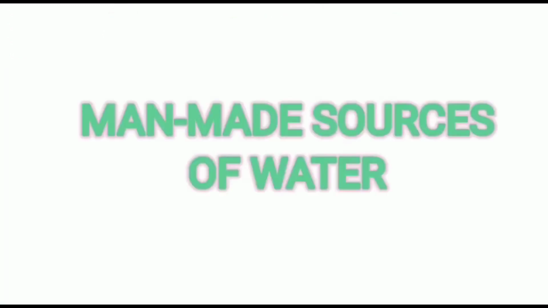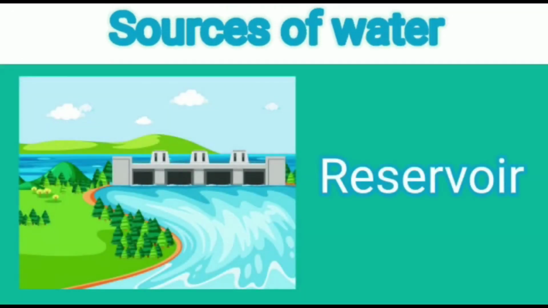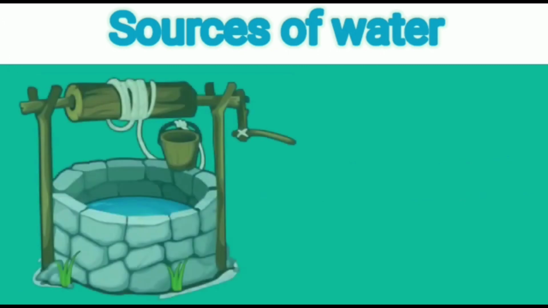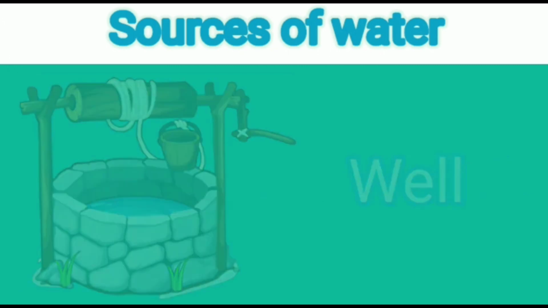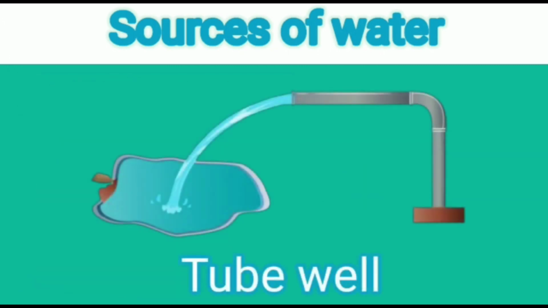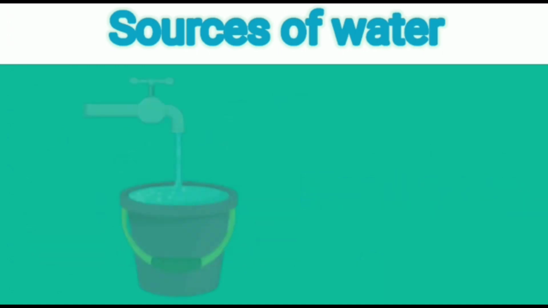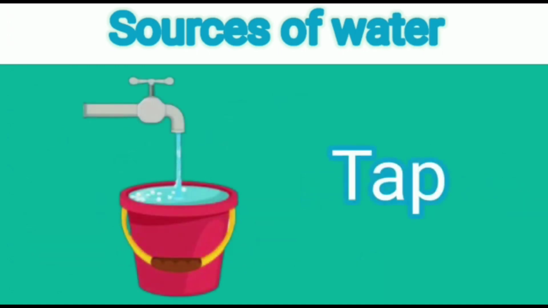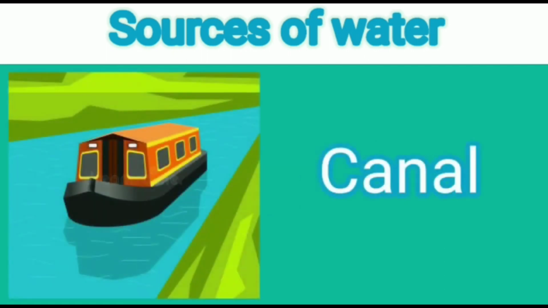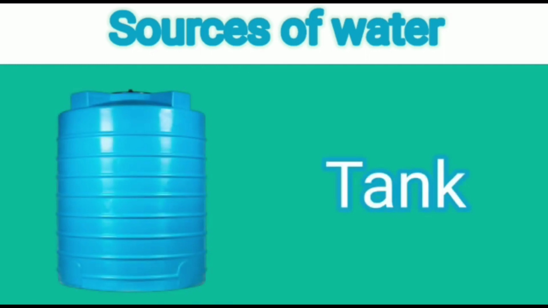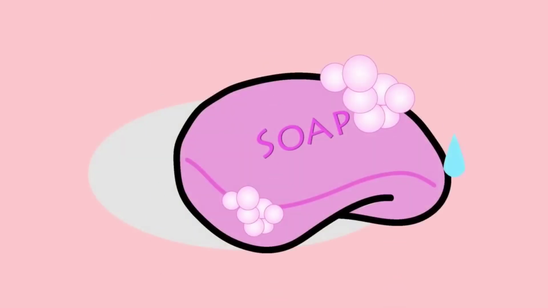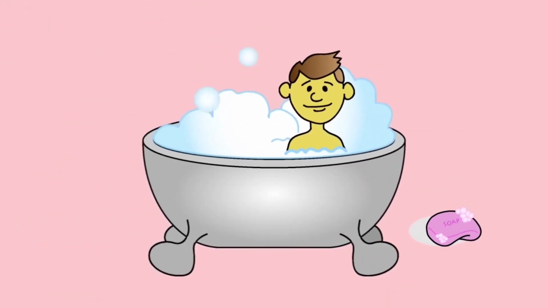Now let's see the man-made sources of water. Reservoirs, well, tube well, hand pump, tap, canal, and tanks. If you wash with soap using rainwater, washing is easy and there are plenty of bubbles.